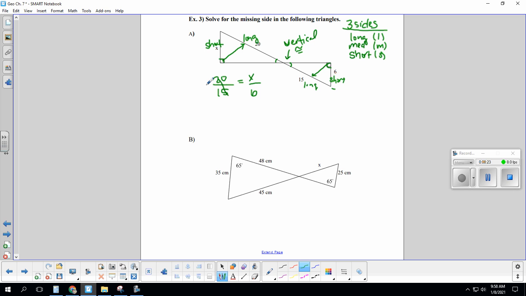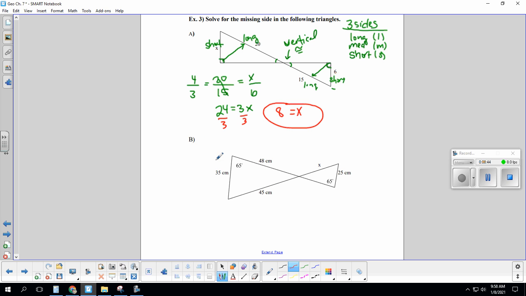We have the option, we can reduce 20/15. So I'm going to divide both of those by 5, and it's actually 4/3. So we're going to go 4 times 6 is 24 equals 3x, and then divide by 3. And x is equal to 8. Yay!